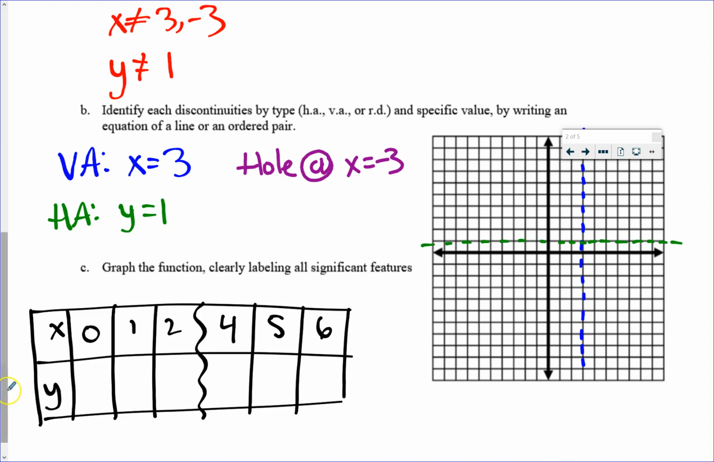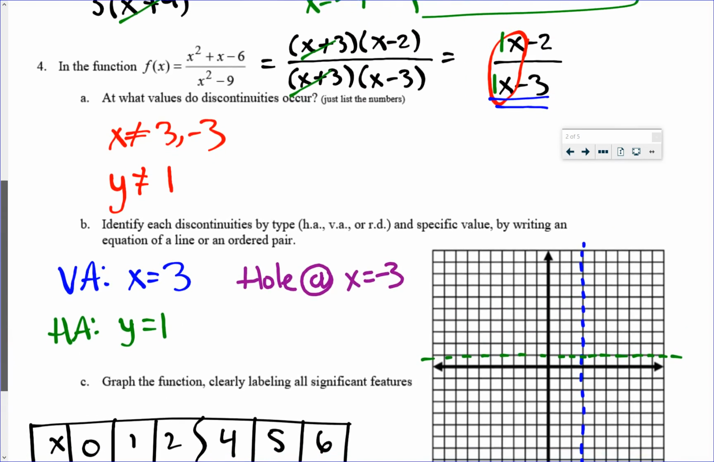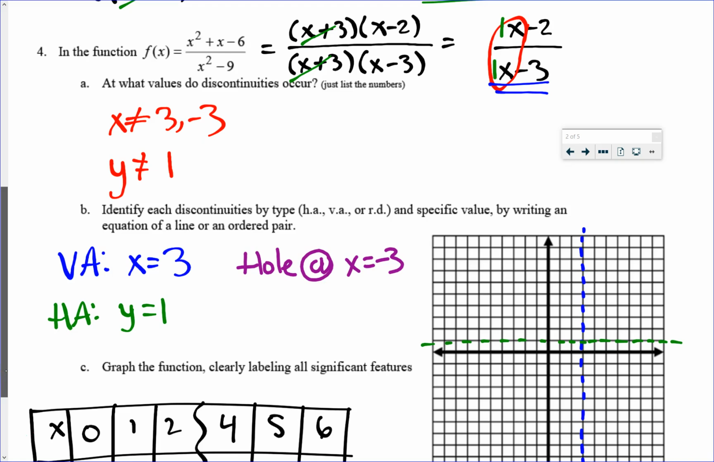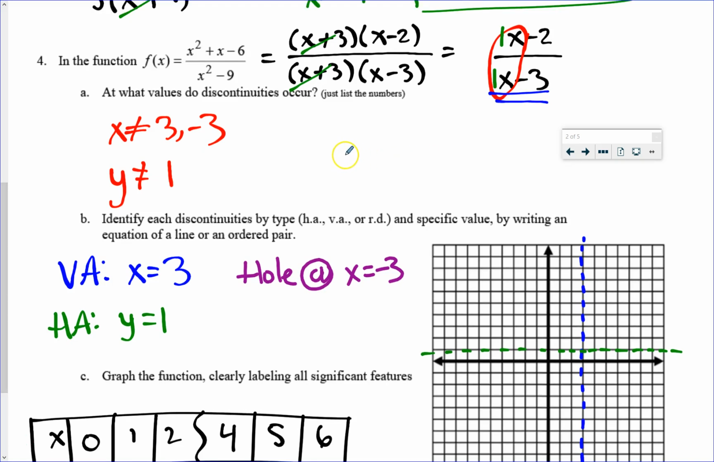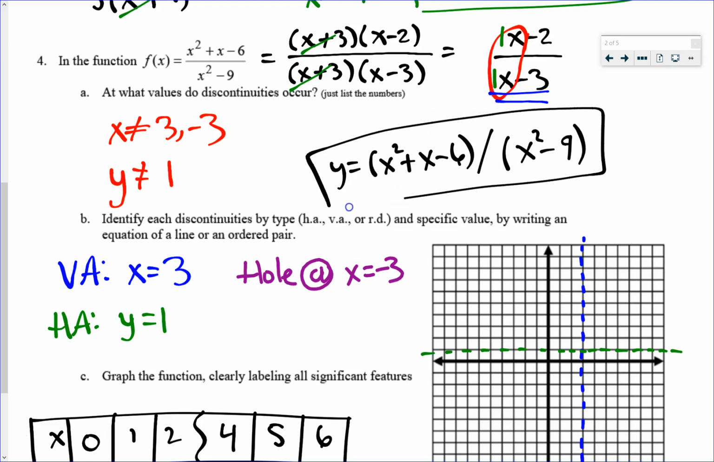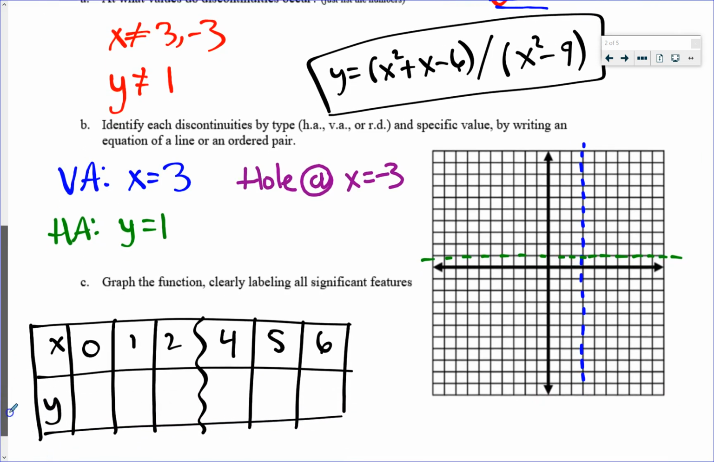Remember, when you type this into your calculator, you can do the original or you can do the simplified. It's up to you. I like to type in the original function every time. Do not forget your parentheses. So I'm going to go to the y equals button. I'm going to do parentheses, x squared plus x minus 6, close parentheses, then divide, parentheses, x squared minus 9. So I always like to type in the original, just so I know I don't make any mistakes. So type that in your calculator and get your y values.